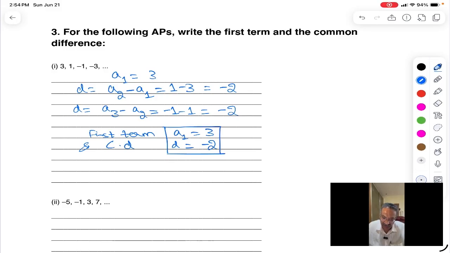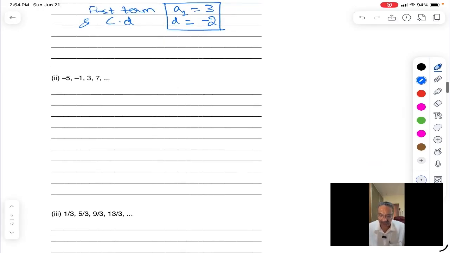Here students, be careful, you generally tend to make the mistake of taking the difference as 2. You will see 3, 1, minus 1, minus 3. So, 3 and 1 the difference is 2. So, directly you write it off as 2. It is not 2, it is minus 2. Let us come to the second part. Here it is very simple.